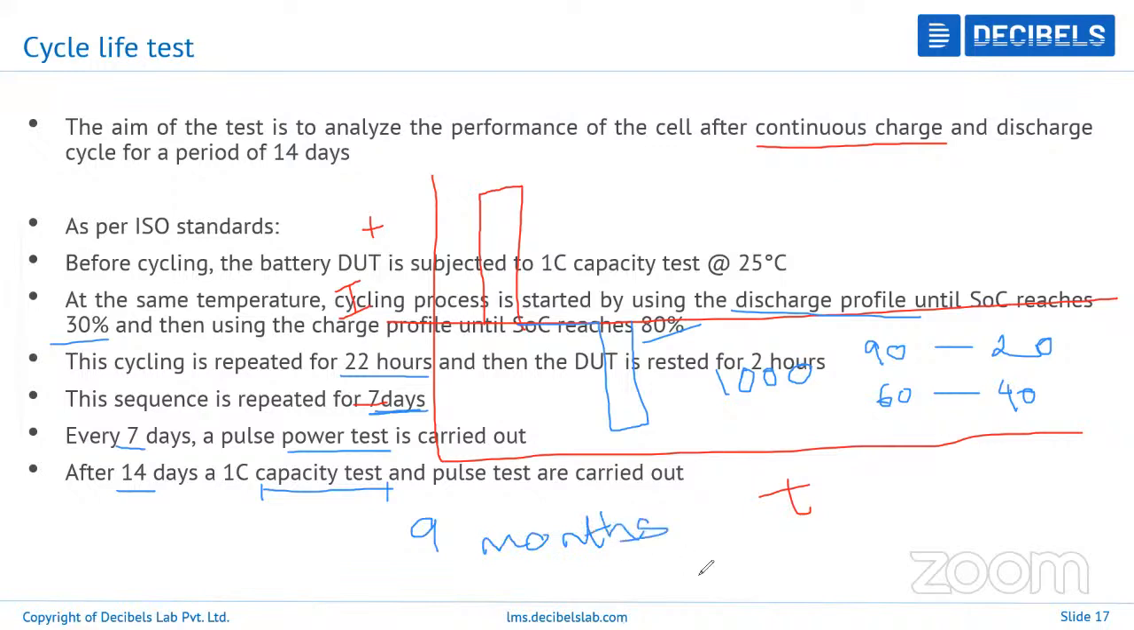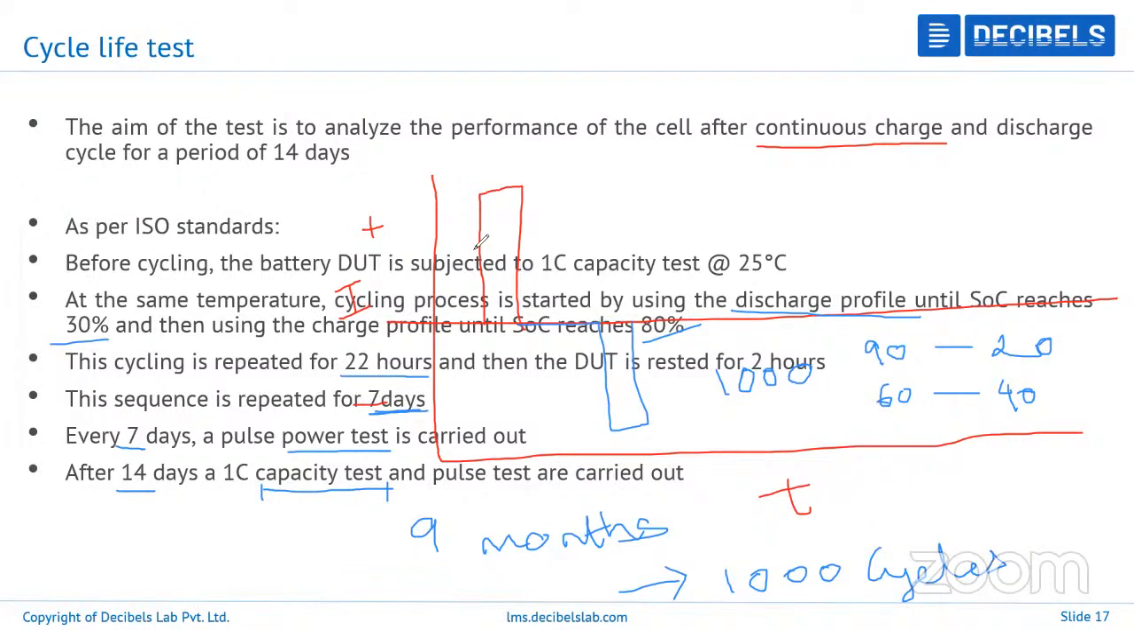A minimum of 9 months is needed in order to achieve a total cycle number of 1,000 cycles. So this is continuous. It will go on and on. It will take almost 9 to 10 months to reach 1,000 cycles. So this is how the cycle life test is performed.